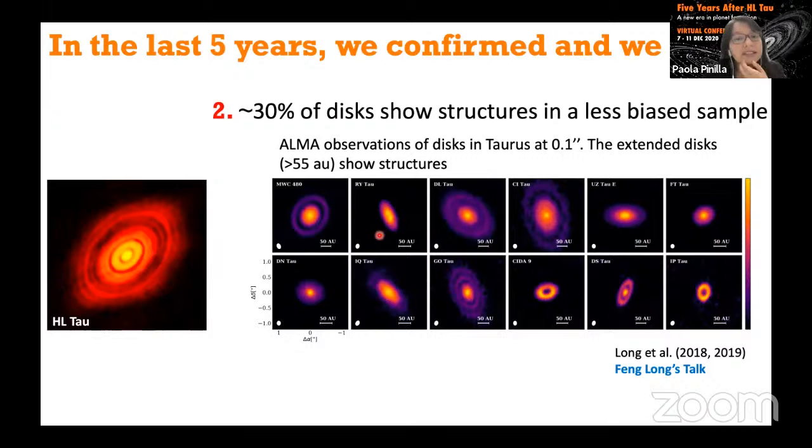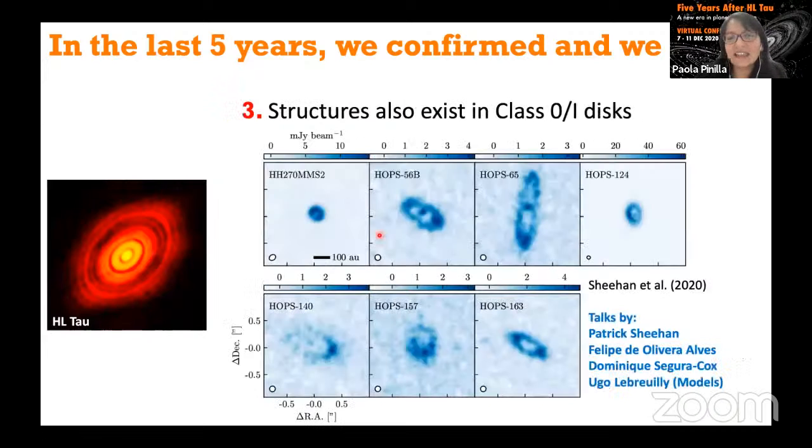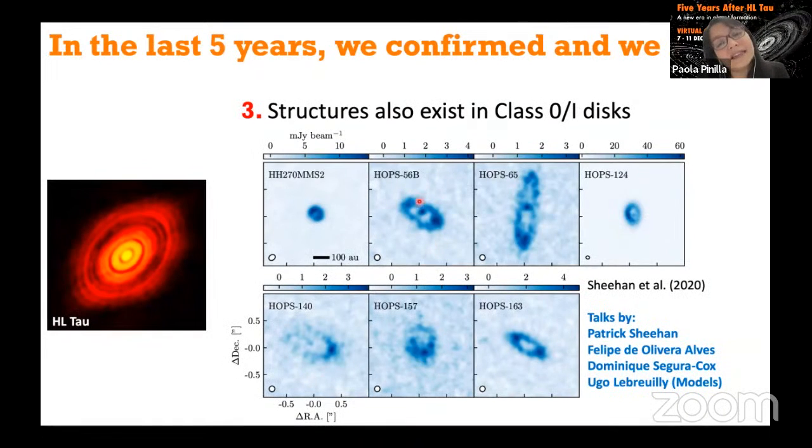One of the other results is that structures also exist in class 0 and class 1, and we are going to hear about this tomorrow. There are also a couple of talks about these kinds of disks showing structures, and one in particular that I also want to promote, about models by Hugo. What I found very interesting here is that if they try to explain these structures by planets, the planets that are needed are similar to those for the class 2 disks, which is a little bit puzzling.